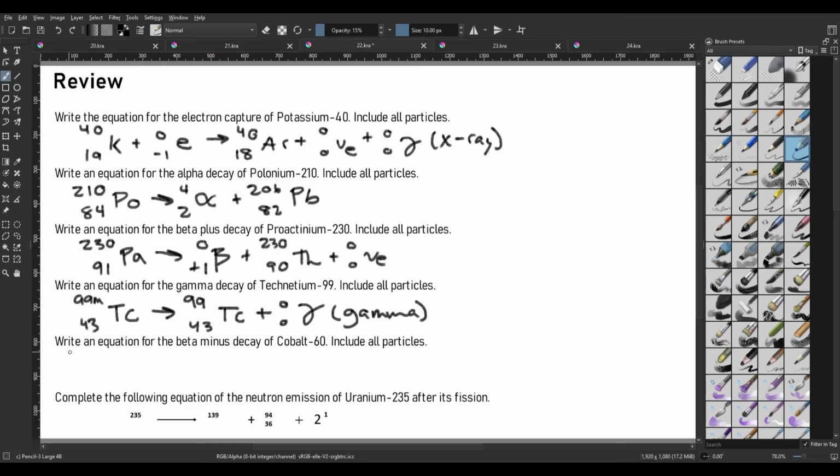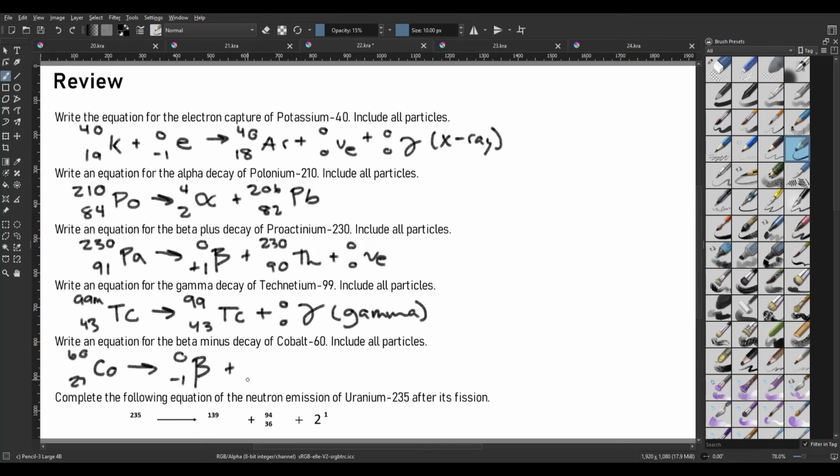cobalt-60. So cobalt on the periodic table is Co, and if we look for its number, it's going to be number 27. 60 over 27 Co. It says beta minus decay, so that means we're going to get an electron being released, so 0, negative 1. I'm going to use the beta symbol to simplify, to show it's coming from the nucleus.